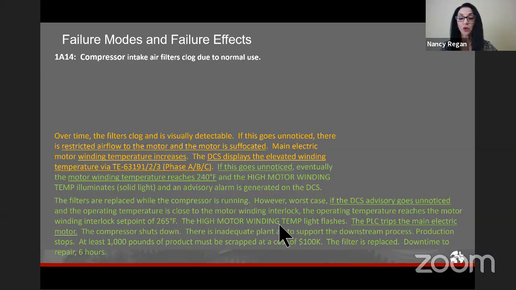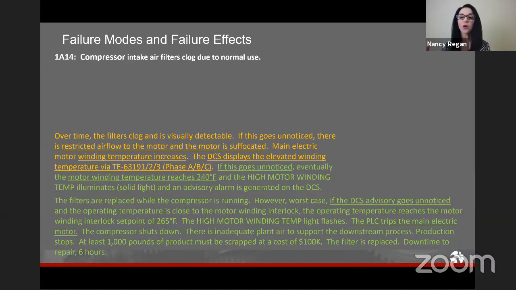The high motor winding temp light starts to flash, the PLC trips the main electric motor, and the compressor shuts down. There's inadequate plant air to support the downstream process, production stops, at least 1,000 pounds of product must be scrapped at a cost of $100,000. The filter is replaced, downtime to repair 6 hours.